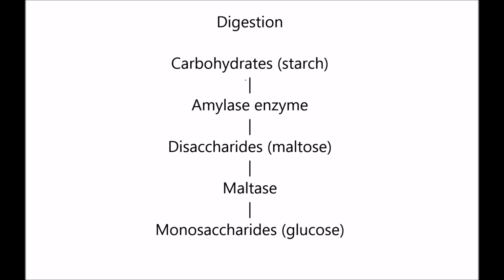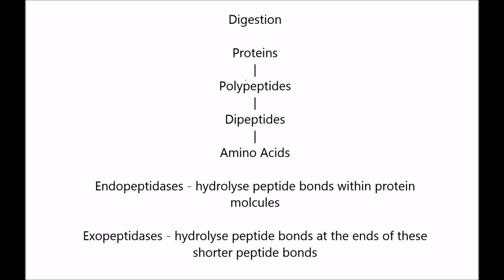Carbohydrates. Starch is broken down by amylase into disaccharides, known as maltose, which is then broken down by maltase into monosaccharides, known as glucose. So that's the process in which carbohydrates break down into monosaccharides.